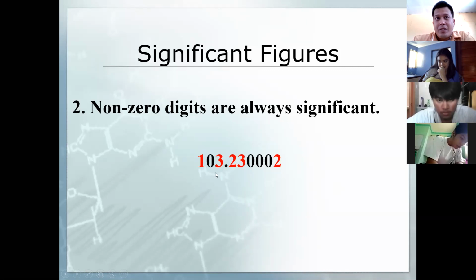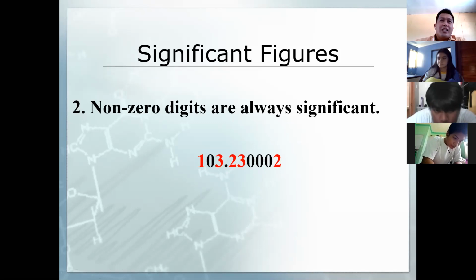Okay? So in this example class, we have 1, 2, 3, 4, 5, 6, 7, 8, 9 significant figures. Again, all non-zero digits are significant. Rule number 2, zeros in between significant digits are significant. Let's proceed to rule number 3.